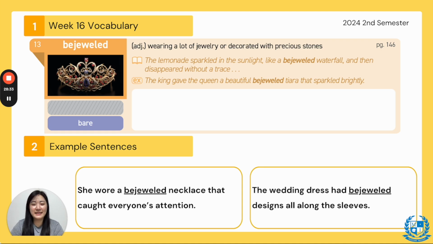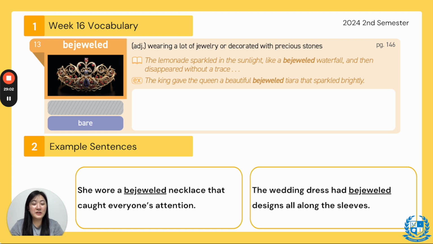Let's read the example together. 1, 2, 3. The king gave the queen a beautiful bejeweled tiara that sparkled brightly. I would love to have a bejeweled tiara, even though I'm not a queen. Over here, it says she wore a bejeweled necklace that caught everyone's attention. So maybe it's super sparkly and has all of these jewels and then bam, bam, bam.